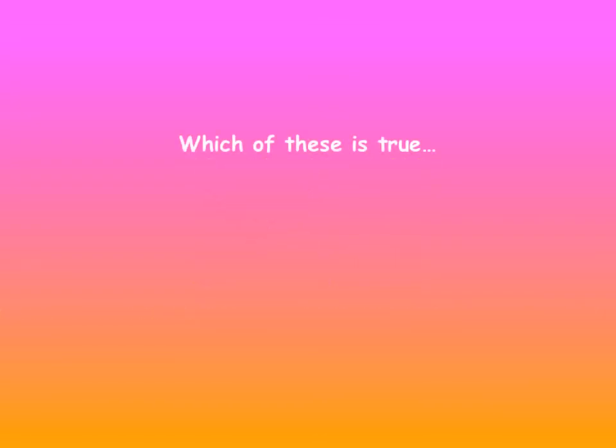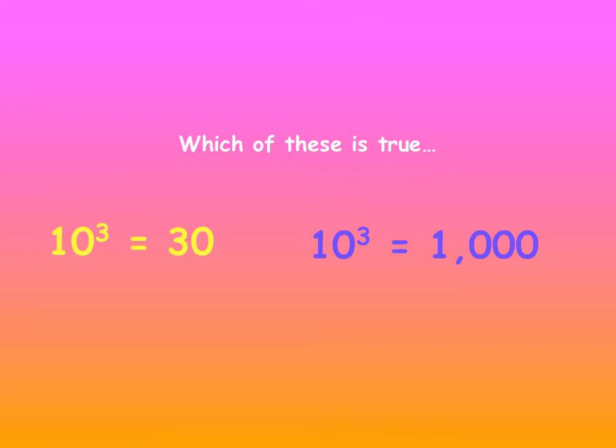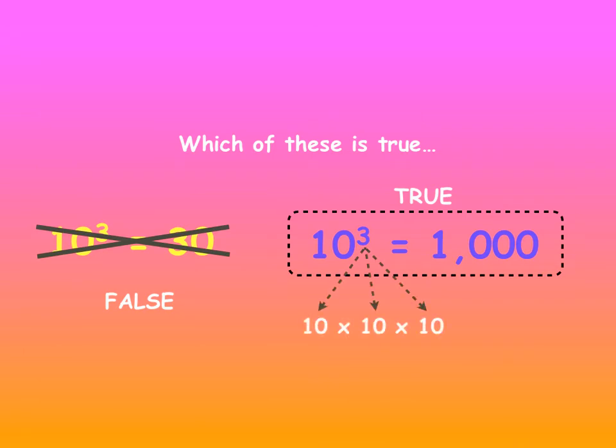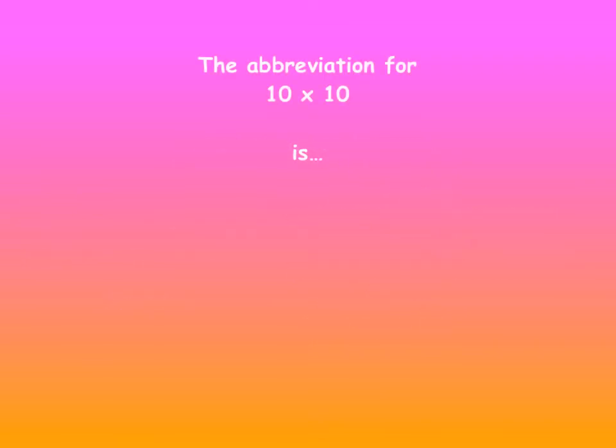Which of these is true? 10 to the 3rd power is 30, or 10 to the 3rd power is 1,000? Well, it's not the first one. That is false. It is the other one, because the 3 refers to 3 tens that are being multiplied. 10 times 10 times 10. There's 3 of them. Now, the abbreviation for 10 times 10 is 10 to the 2nd power, because 2 tens are being multiplied.